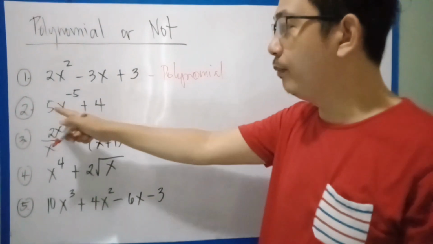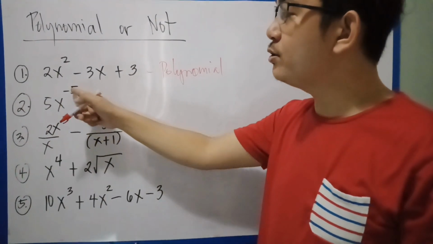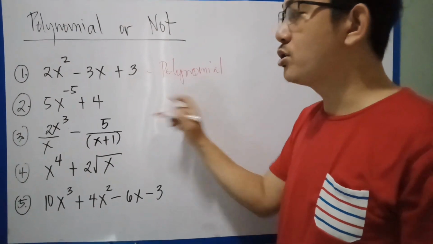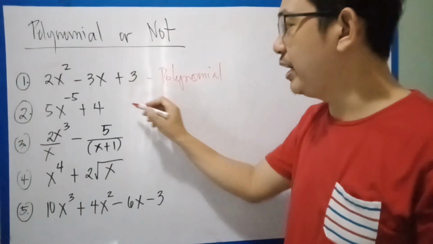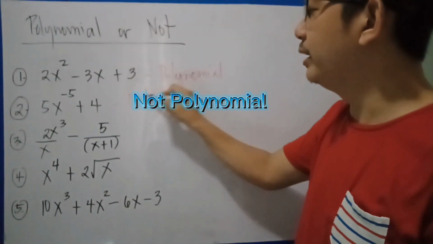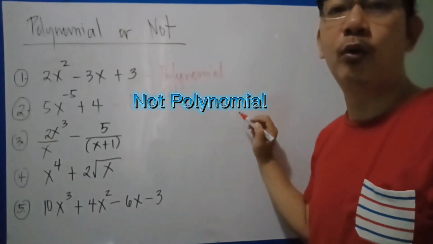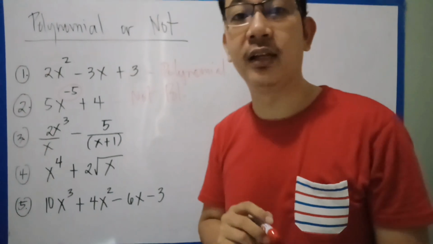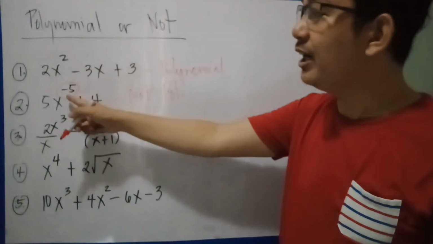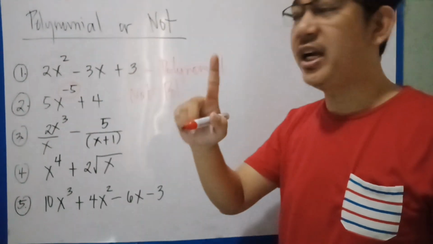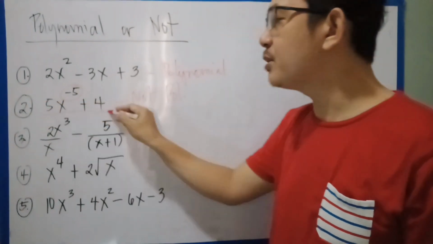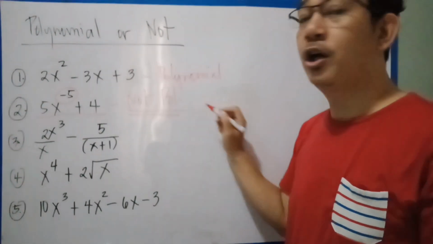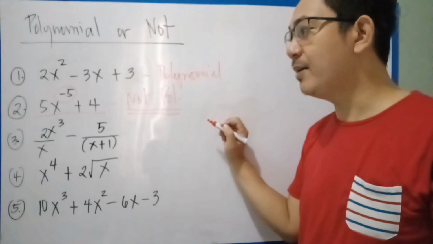For number 2, we have 5x raised to negative 5 plus 4. So, we can say that this expression is considered as not polynomial. Why not polynomial? Because of the negative exponent. So, meaning to say, if there is a negative exponent, this is a reason to say that the given expression is not a polynomial. So, let's have number 3 example.